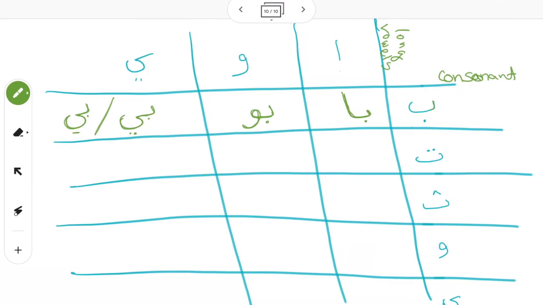Okay, so pause. You're going to do the letter ta. Ta, alif, ta, ta, wow, tu, ta, ya, ti. Pause and do the letter tha. Tha, alif, tha, tha, wow, thu, tha, ya, thi.